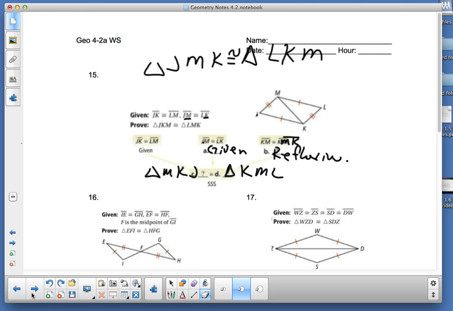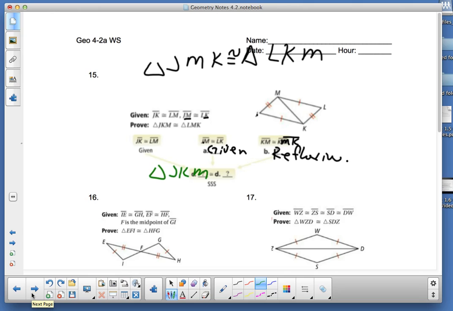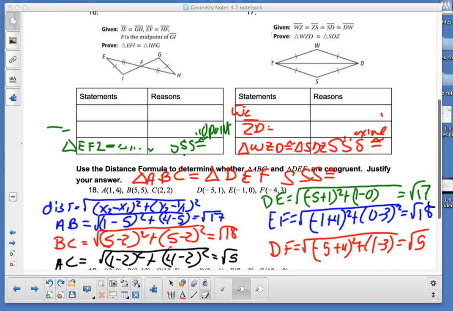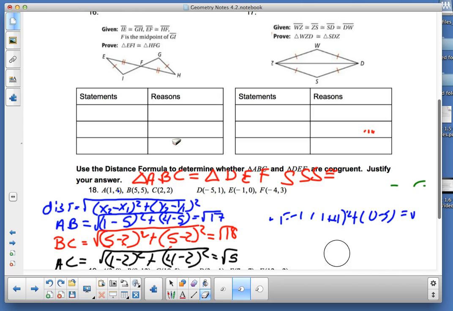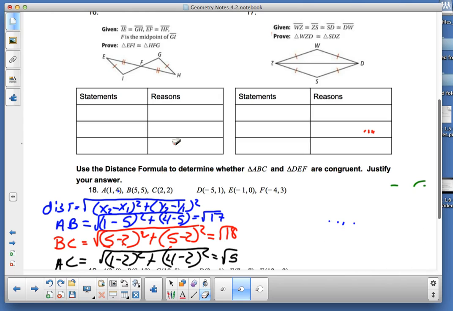So I'm going to rewrite this. We've got triangle JKM is congruent to triangle LMK. Are you okay with this? Any questions? Now we've got the last two, the fun part as far as the proofs are concerned, and we're going to get after those. In the first one, hopefully you're recognizing what's going on. I'm going to get these done.